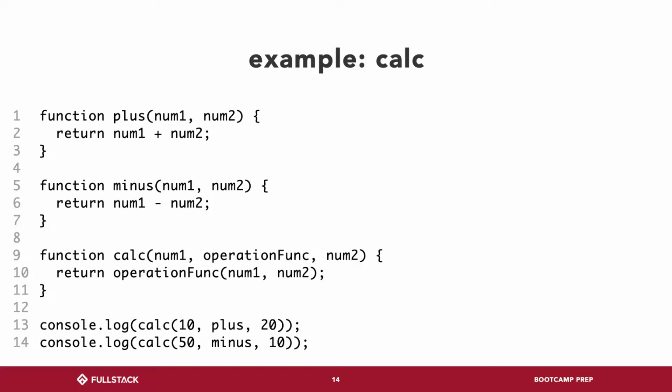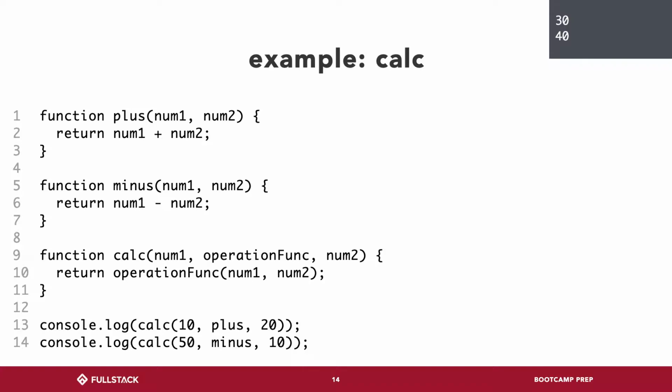I'll walk you through. Calc invoked, num1 is now equal to 10, operation func is now equal to plus, num2 is now equal to 20. So this function is returning operation func, num1, num2. It's returning plus 10, 20. Plus takes num1, num2, returns num1 plus num2, so it returns 10 plus 20. You're returning 30 from this value. Same thing, so you got the 30.